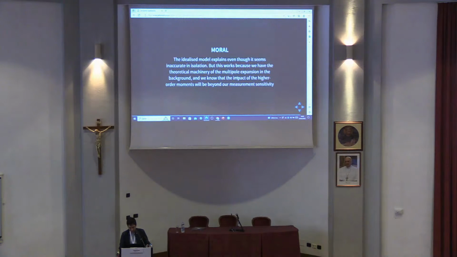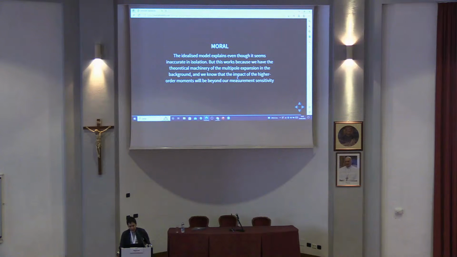I'll skip going through that, but the moral is that the idealized model in this case, the case where you've assumed that the Earth is a perfect sphere, works to explain, even though it looks like it's inaccurate when you consider it in isolation. The way that you should be thinking about it appropriately is in the context of that theoretical background where you have the multipole expansion, and you know that those higher order moments, the more fine-grained that you would specify the shape of the Earth, won't make a difference to the thing that we're trying to explain, at least where the thing that we're trying to explain is such that it's sensitive to how accurately we can, for example, measure it.